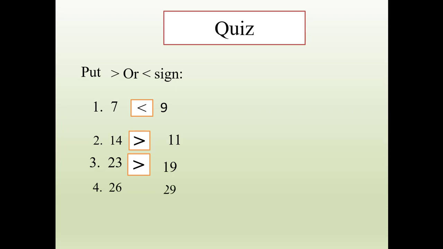26 and 29. Which sign? Less than sign, because 26 is less than the second number, and the second number is what? 29, so less than sign. Number 5, 30 and 15. Which is more? Look, the first number 30 is more, so greater than sign.